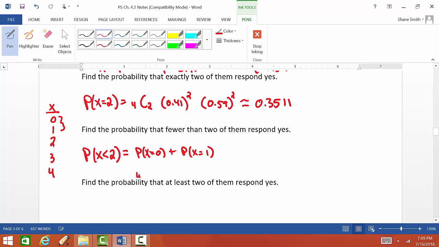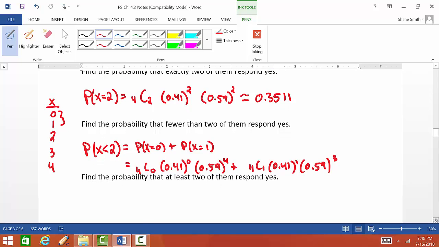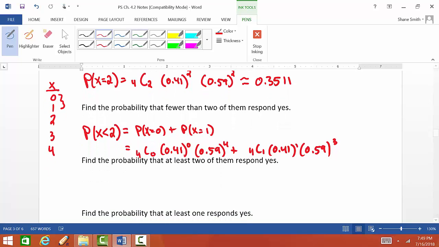So you have to do the formula twice now. So out of 4 choose 0, we take 0.41 to the 0 because there's no successes, and 0.59 to the 4th, plus 4 choose 1, 0.41 to the 1st, 0.59 to the 3rd. And you can type this in your calculator and get an answer. Now, before you start typing this in your calculator, I want you to think about a couple things, because you don't have to type all of this in.